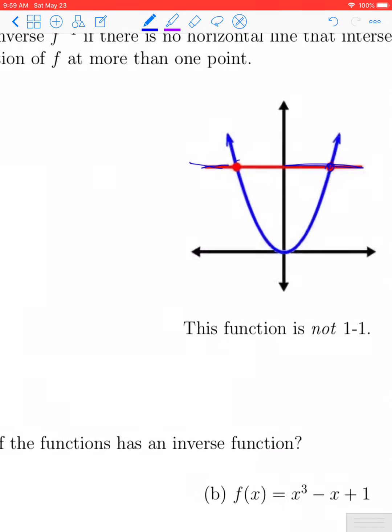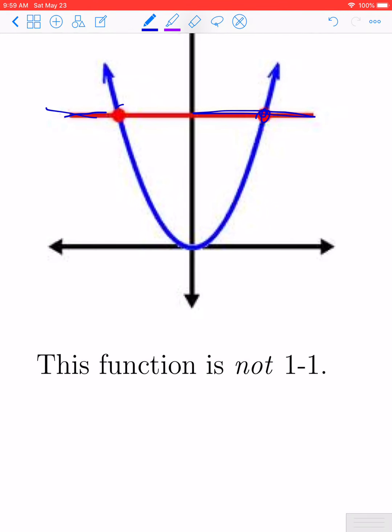On the other hand, if we look at a nice graph, just our basic x squared graph or something similar, this graph would fail the horizontal line test because there exists at least one horizontal line that intersects the graph in more than one point. The implication there is that this graph is not one-to-one, and therefore it does not have an inverse.